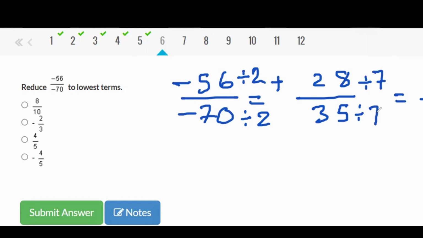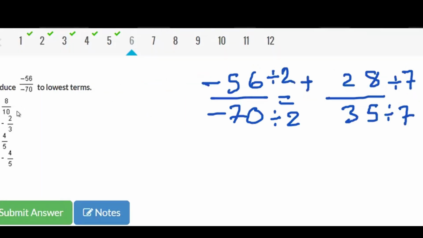What about 7? All right, 7. 28 divided by 7 is 4. Yes. And 35 divided by 7 is 5. So the answer is 4 over 5.